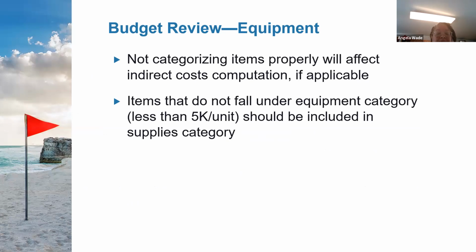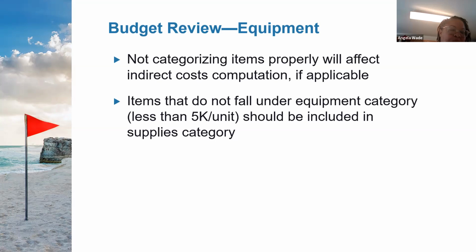So for equipment, it's very important that you list out only the items that belong in the equipment category following your organization's policy for capitalizing equipment. A lot of times you may have items in the equipment category and maybe they fall under your threshold for capitalizing equipment and they should have gone in supplies. That's kind of going to make your calculation for your indirect costs not come out correctly.